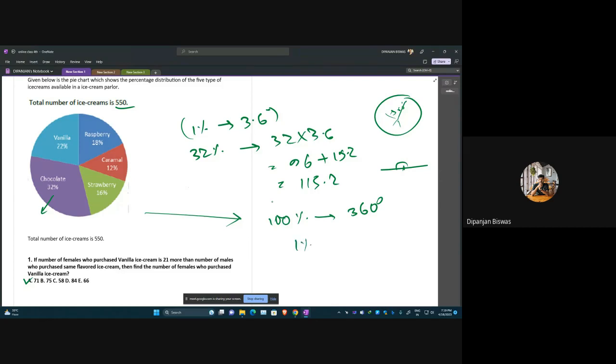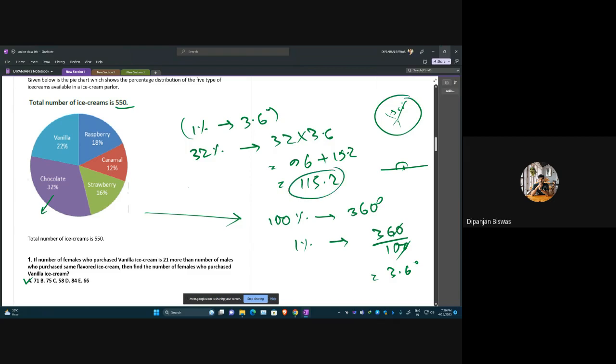So 1% should be equivalent to 360 divided by 100. That is 3.6 degrees. So here we have equated that 1% is equal to 3.6 degrees. So chocolate made 32% from the total data sheet. So 32% should be equal to 32 into 3.6, and we get to the final answer 115 point 2. Okay. Okay, sir.